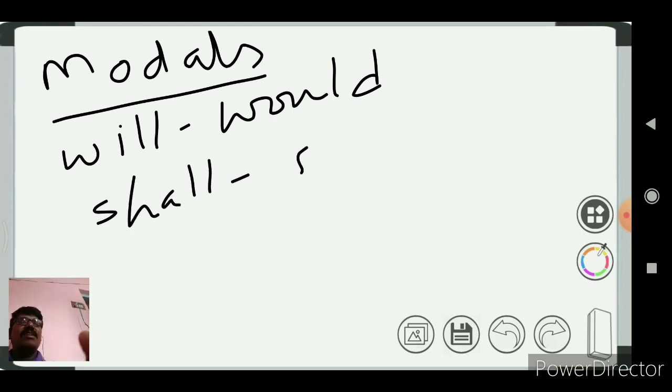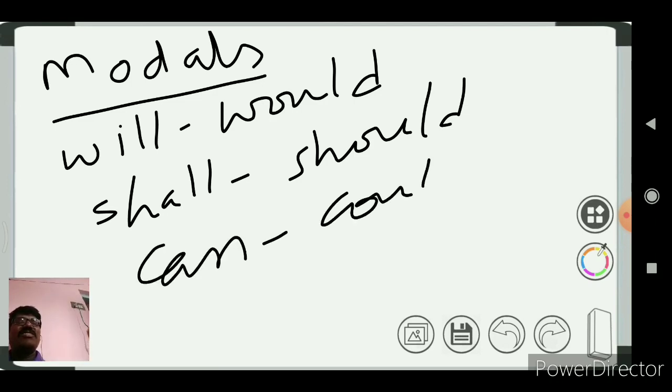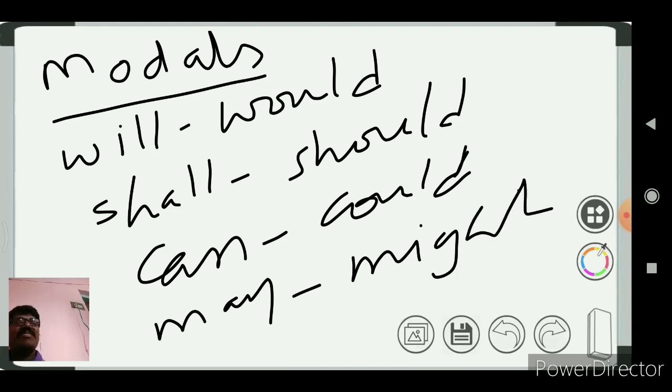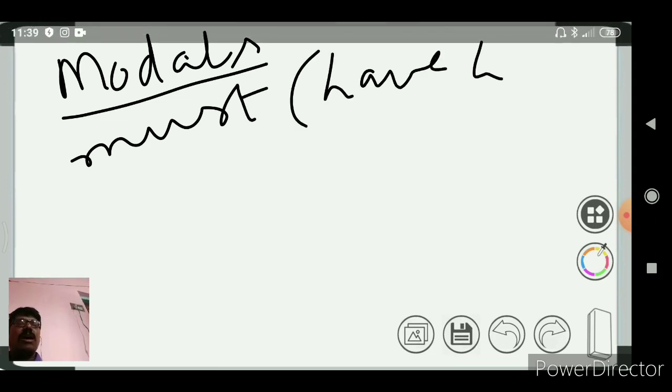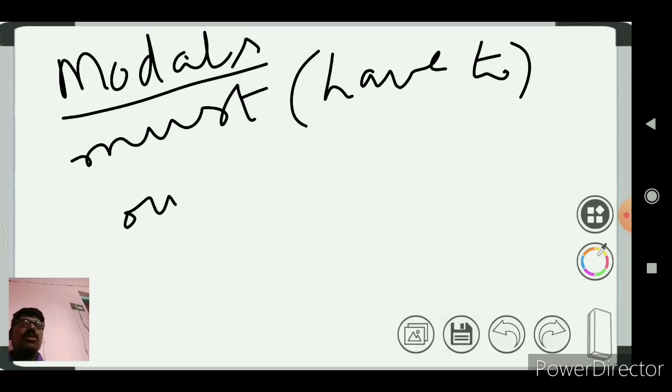Shall, should, can, could, may, might. Will, would, shall, should, can, could, may, might. Must, or also have to. Must also has another form, have to. Ought to. O-U-G-H-T, ought, T-O, to. Ought to.